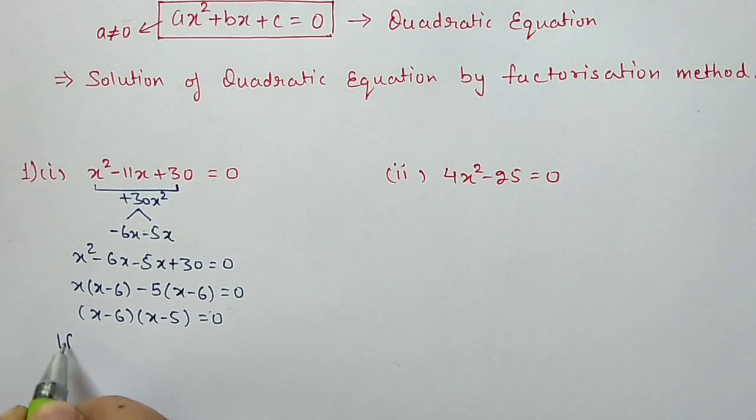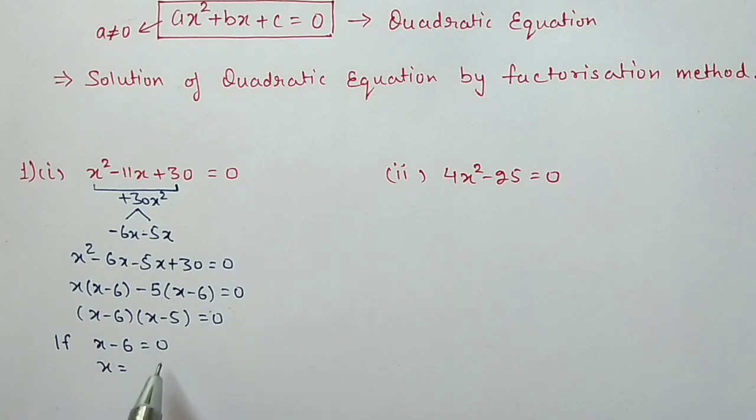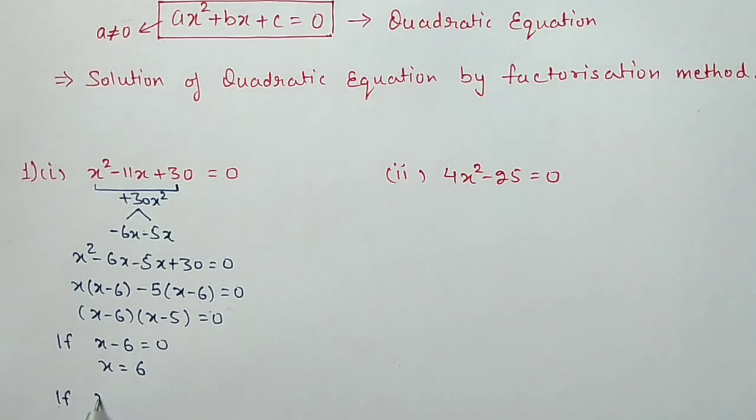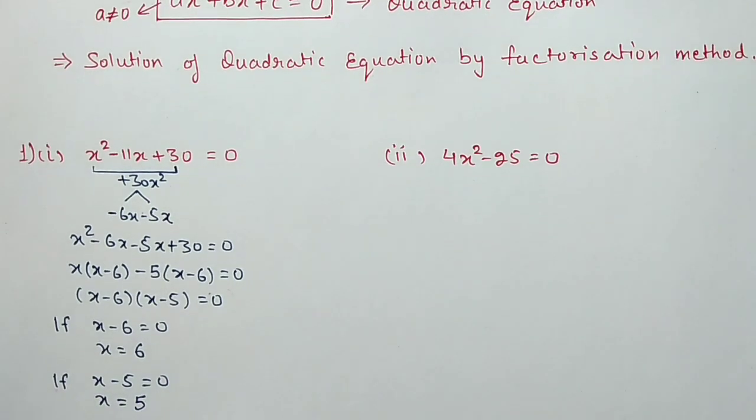So maybe this first one is 0 or this second one is 0. If the first one x minus 6 is equal to 0, in this case x value will be, this minus 6 shifts here, 0 plus 6, which is 6. And if the second bracket x minus 5 is equal to 0, in that case x value will be 5. So like this you have to solve these equations.